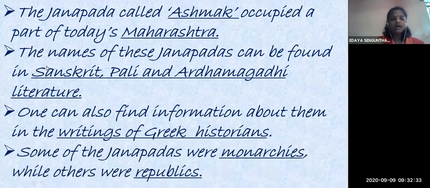Some of the Janapadas were monarchies. Monarchies mean ruled by a king. While others were republics. Republic means people own themselves. Today we are a Republic. Am I right?